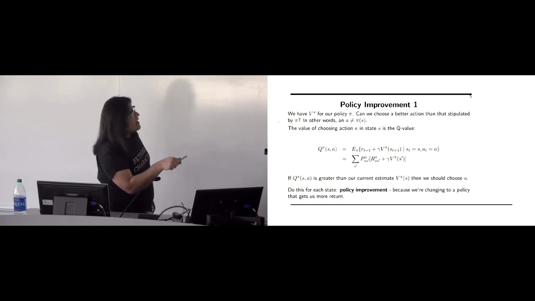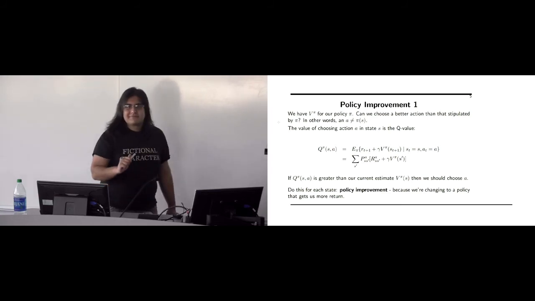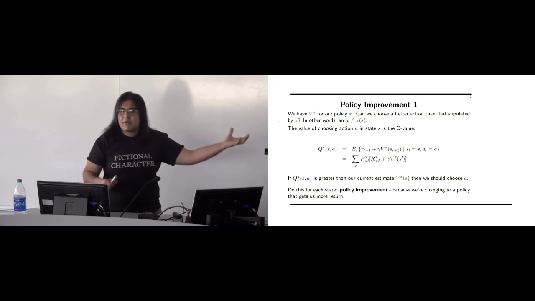Q pi of s and a, this is the definition, is the immediate reward plus gamma V pi of s t plus 1, which is equal to this. We've already derived this in our previous slides. If Q pi of s and a is greater than our current estimate, then we should choose a. Is it obvious why? Because a is giving us a better Q value than what the previous policy was giving us.